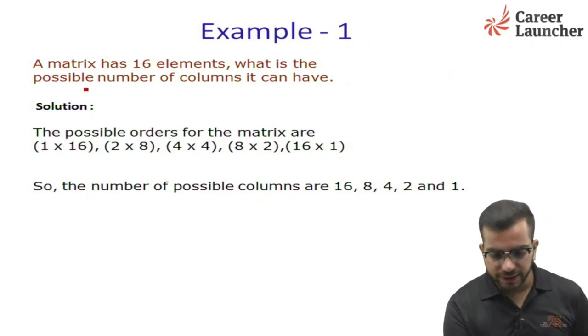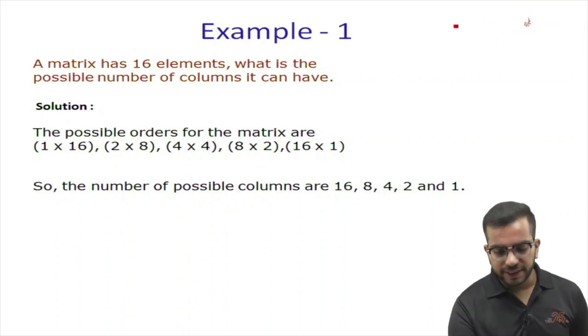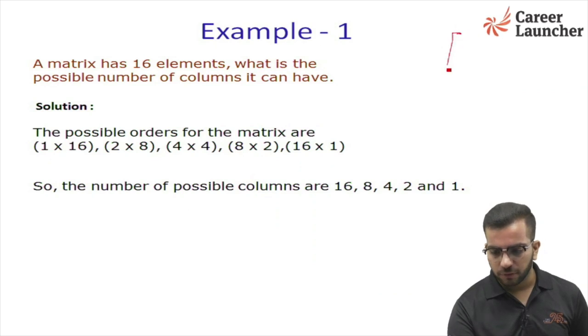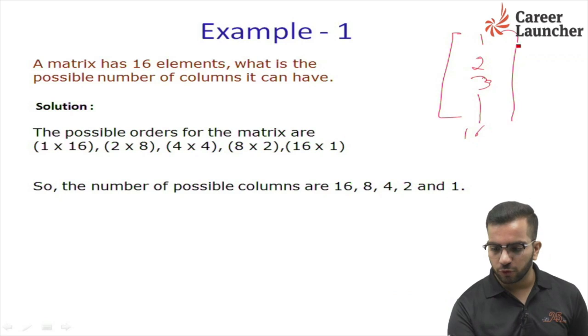A matrix has 16 elements. What are the possible orders it can have? The possible orders of the matrix are 1 cross 16, meaning there can be 1 row and there can be 1, 2, 3, and 4 up to 16 elements. Okay, there can be 2 rows also.